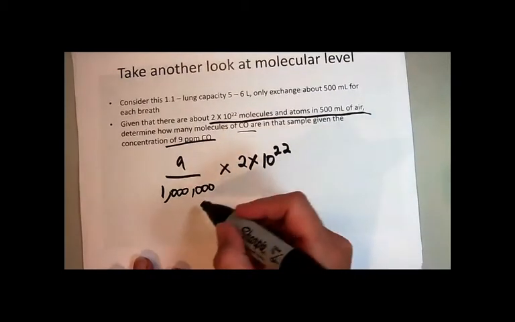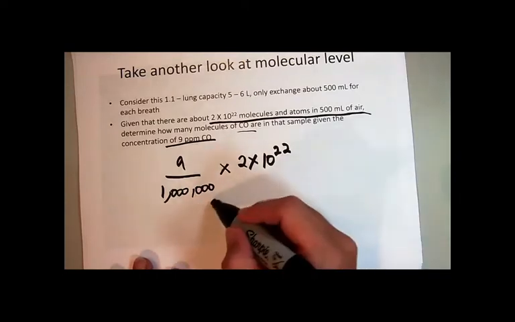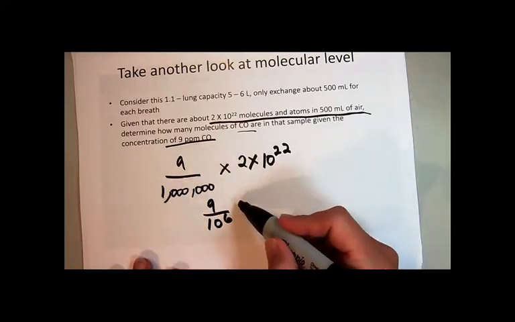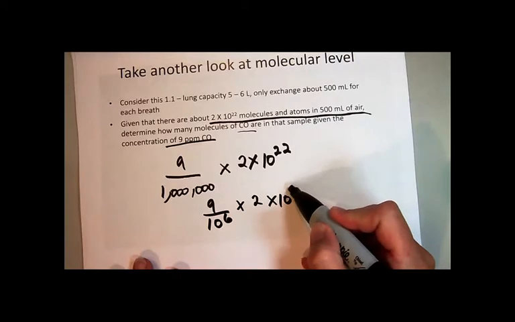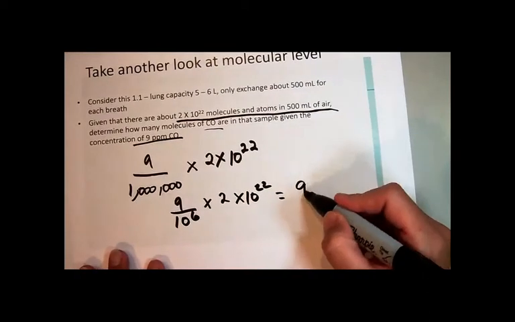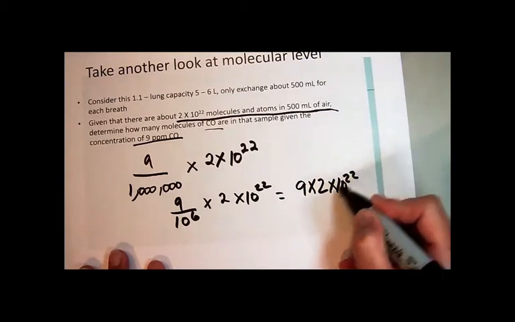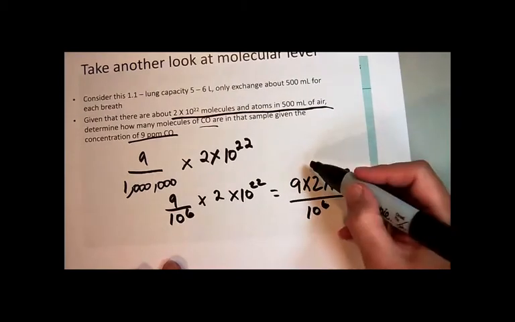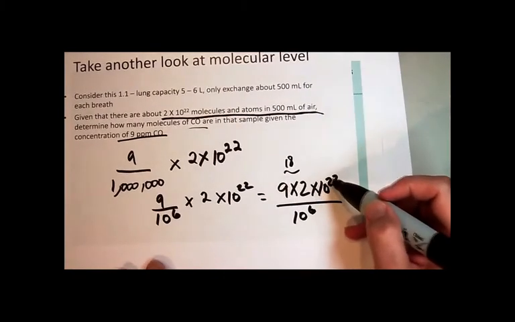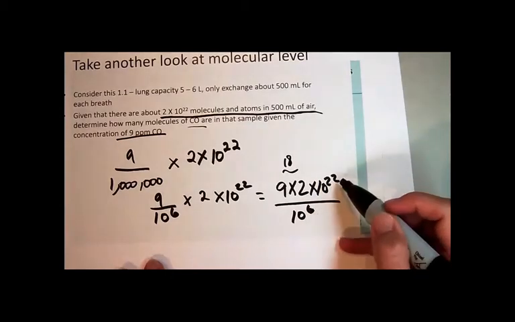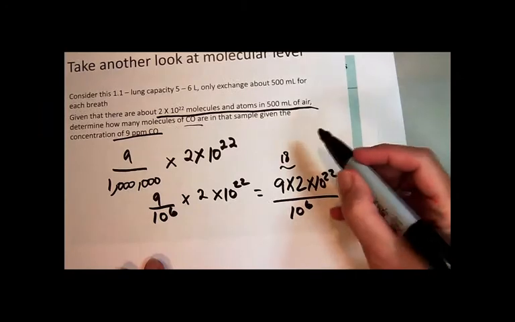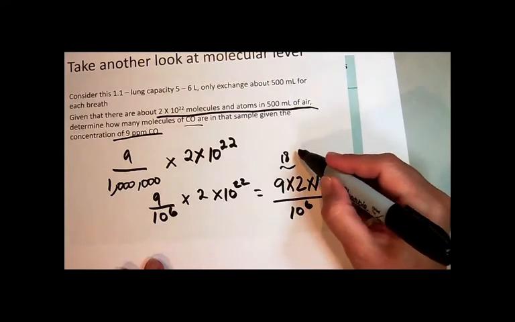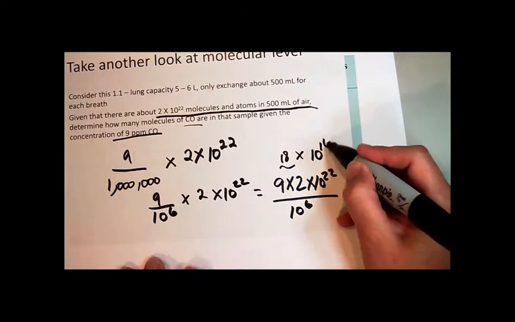Well, how do I do that? You could do it in your head or on a calculator. If you did it in your head, 9 over 10 to the 6th, times 2 times 10 to the 22nd, is the same as 9 times 2 times 10 to the 22nd divided by 10 to the 6th. And 9 times 2 is 18. 10 to the 22nd divided by 10 to the 6th, you just subtract those exponents. 22 minus 6 is 16. So that's going to be times 10 to the 16th.